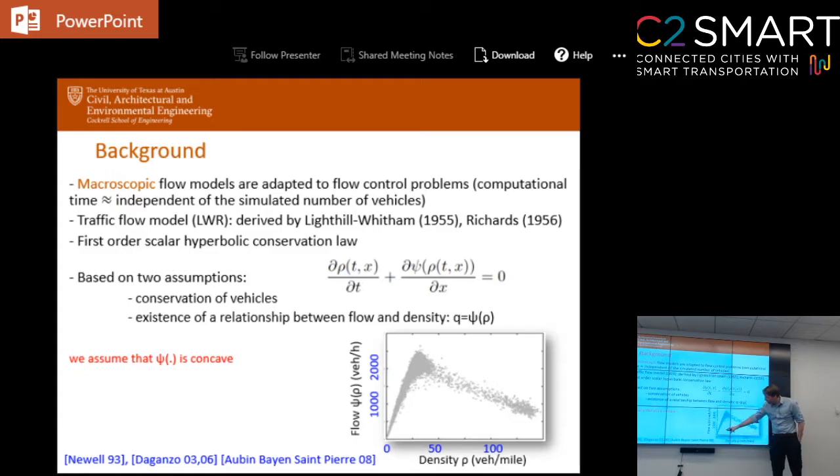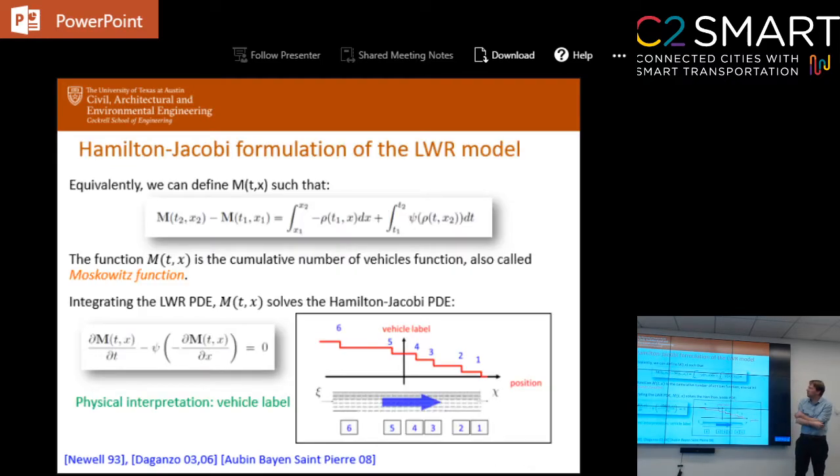In reality, so this is a heavily massaged data set, but in reality it's much worse, and the relationship is actually not very clear from experimental data. So that's this model that has been derived more than 50 years ago. And from this model, we can actually get another representation of the solution by doing a change of variables.